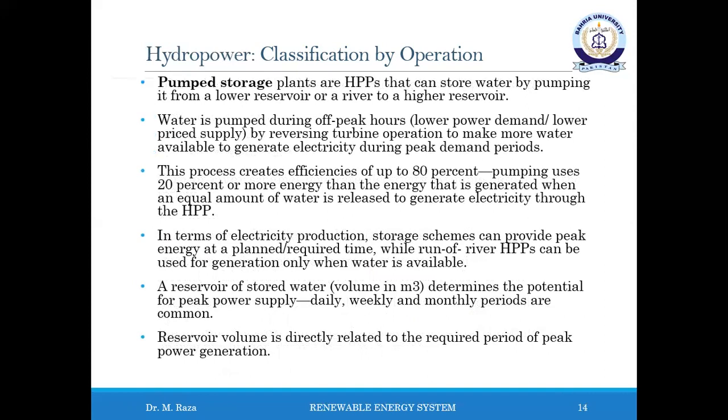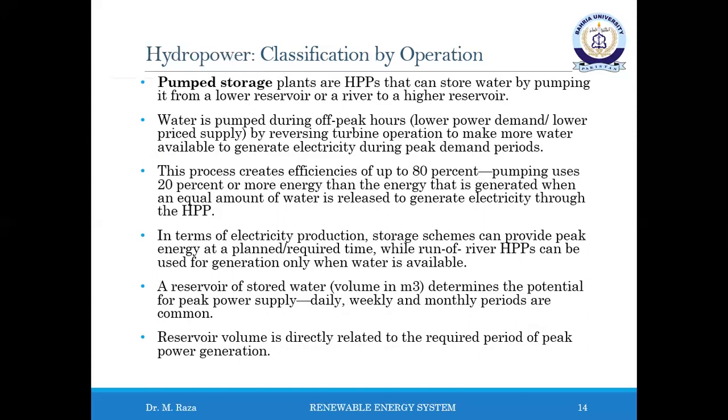Pump storage plants are hydropower plants that can store water by pumping it from a lower reservoir or a river to a higher reservoir. Water is pumped during off-peak hours by reversing turbine operation to make more water available to generate electricity during peak demand periods. Off-peak hours are those in which power demand is lower and the supply price is also lower.